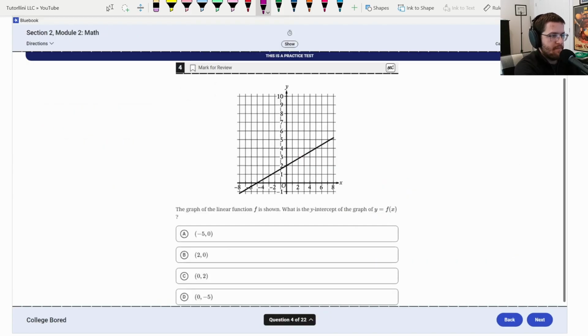Okay, question 4. So we want to find the y-intercept. So we look where the line crosses the y-axis, which is right here. The x-coordinate is 0 and the y-coordinate is 2. So the y-intercept is (0, 2), which is answer choice C.